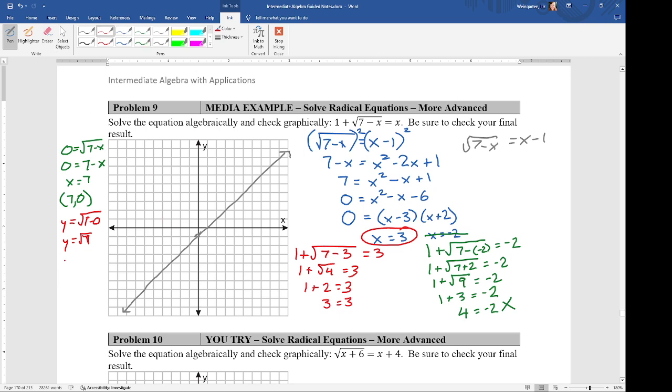So our y-intercept is at 0, square root of 7, about 2.5, a little bit higher. Our horizontal intercept is 1, 2, 3, 4, 5, 6, 7. So our graph is going to look something like this. And you can see I have it going through x equals 3. And our intersection should be at x equals 3.